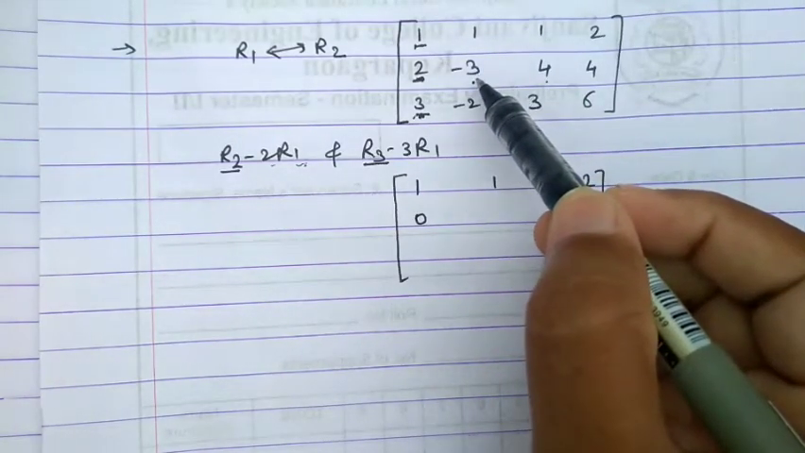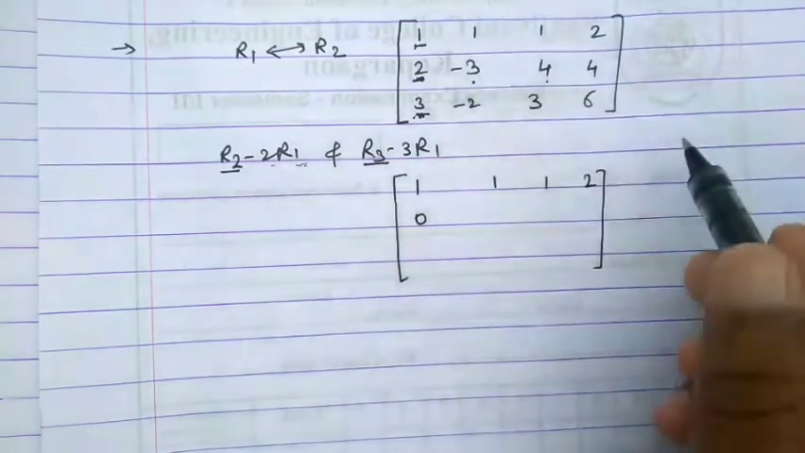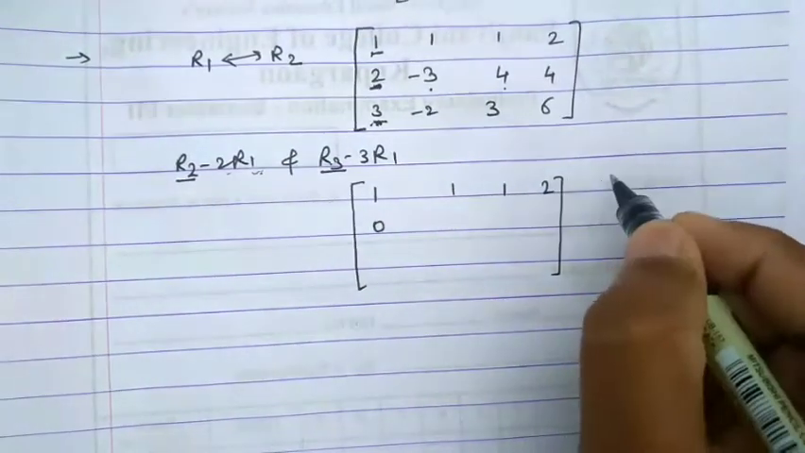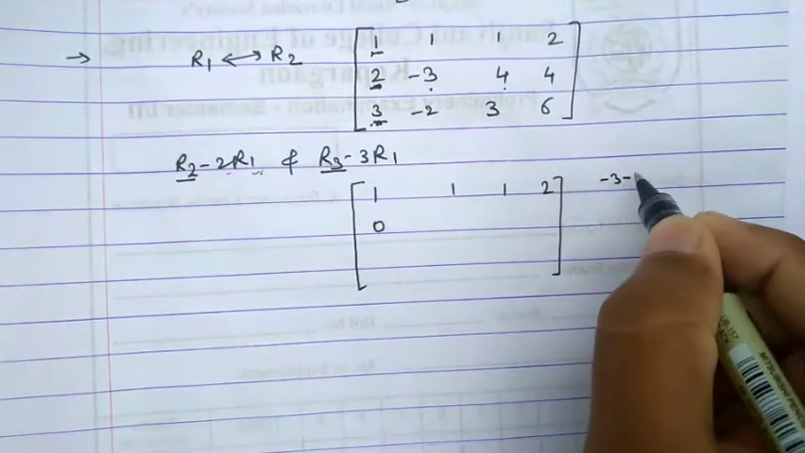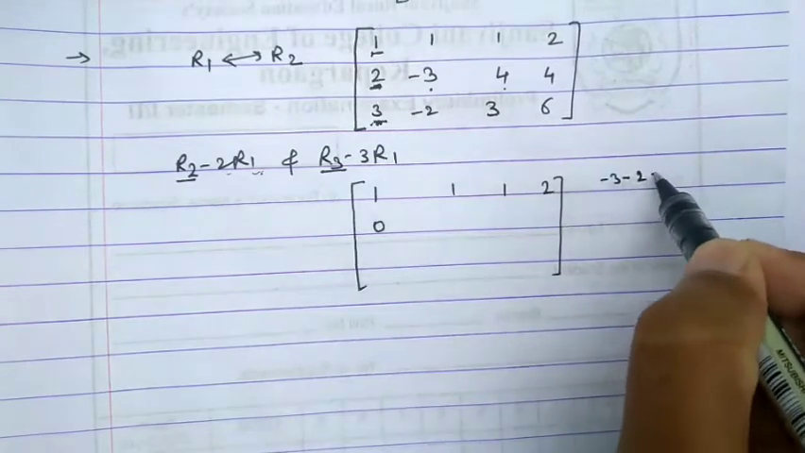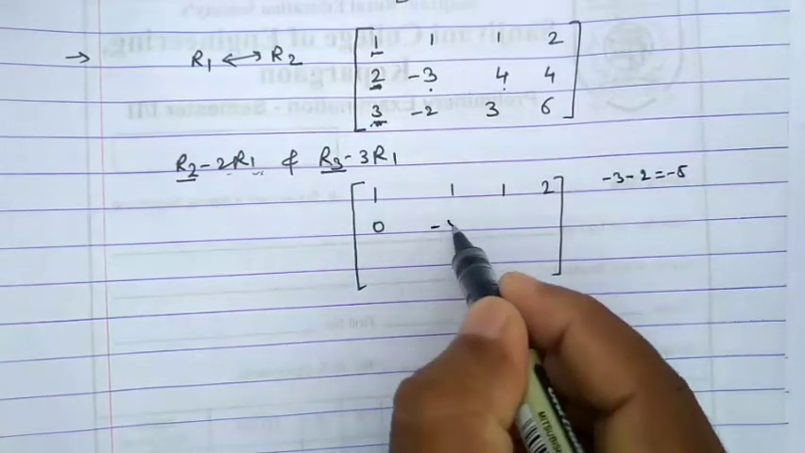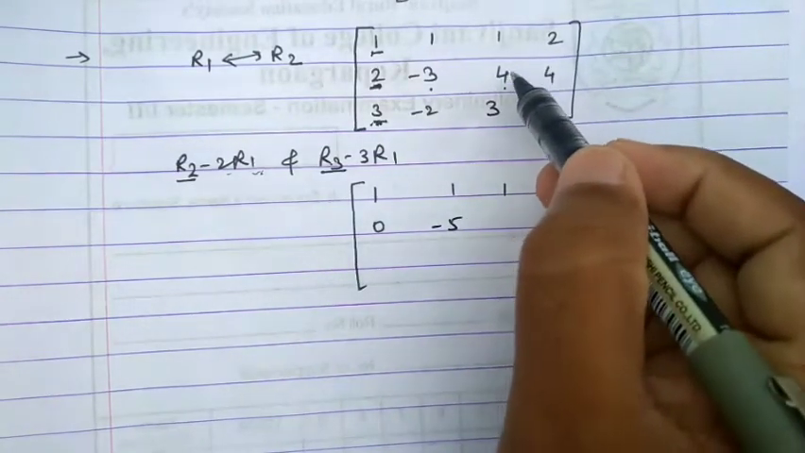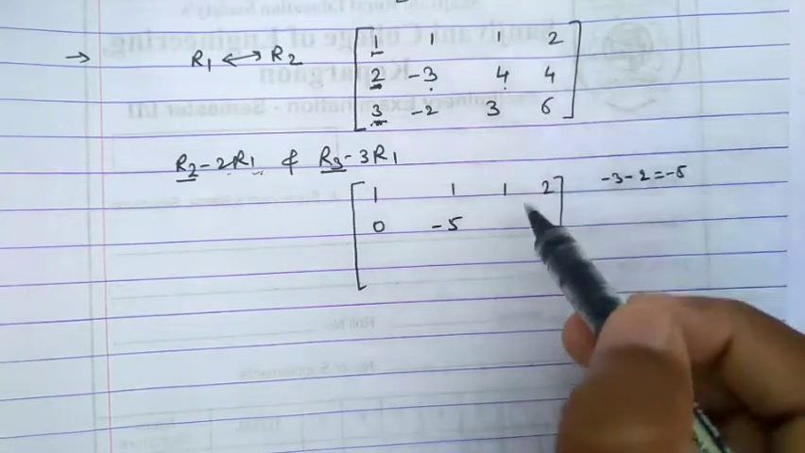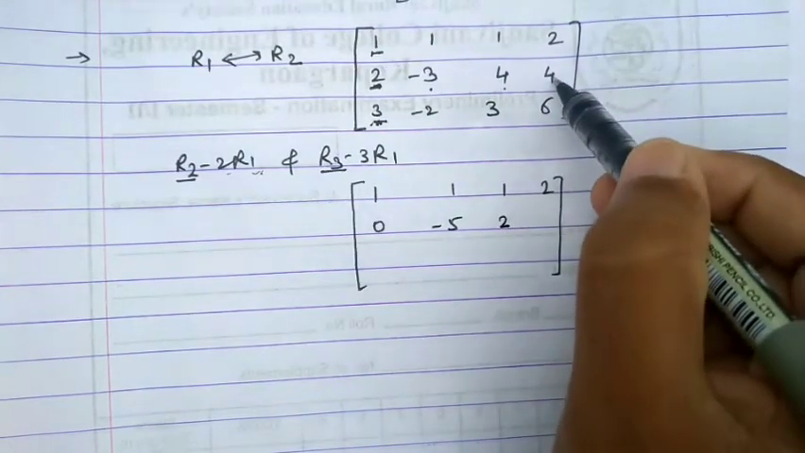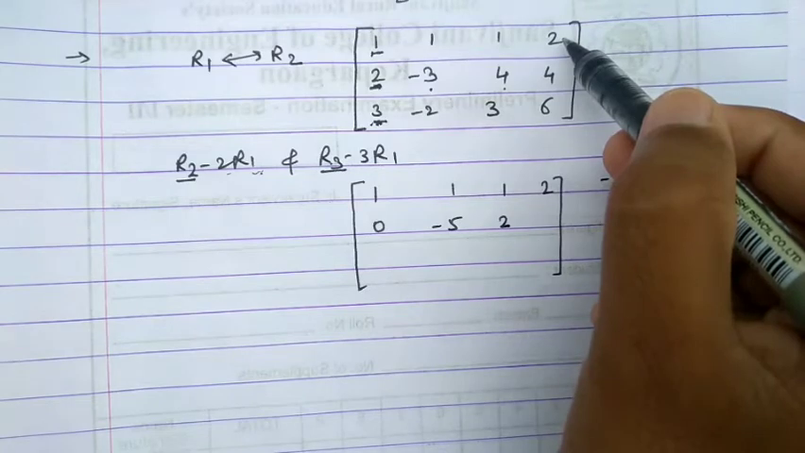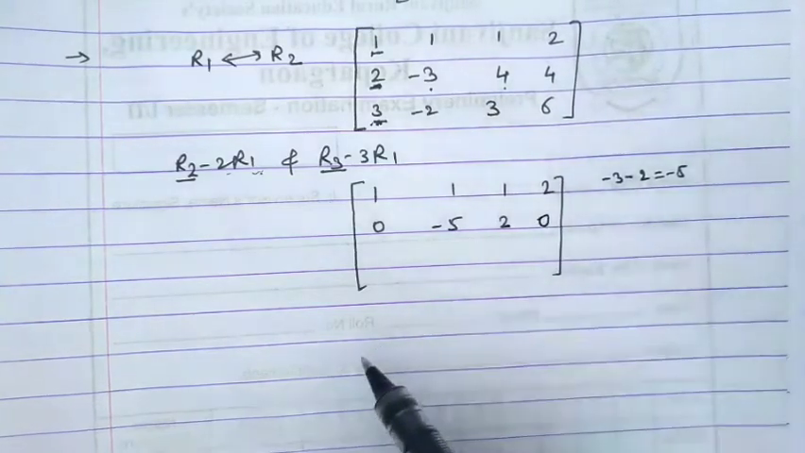Then minus 3 minus 2 times 1. So I am going to write here minus 3 minus 2 times 1. So it is 2, so you will get minus 5. Then 4 minus 2 times 1, so 4 minus 2 is 2. Then 4 minus 2 times 2. 2 times 2 is 4, and 4 minus 4 is 0.